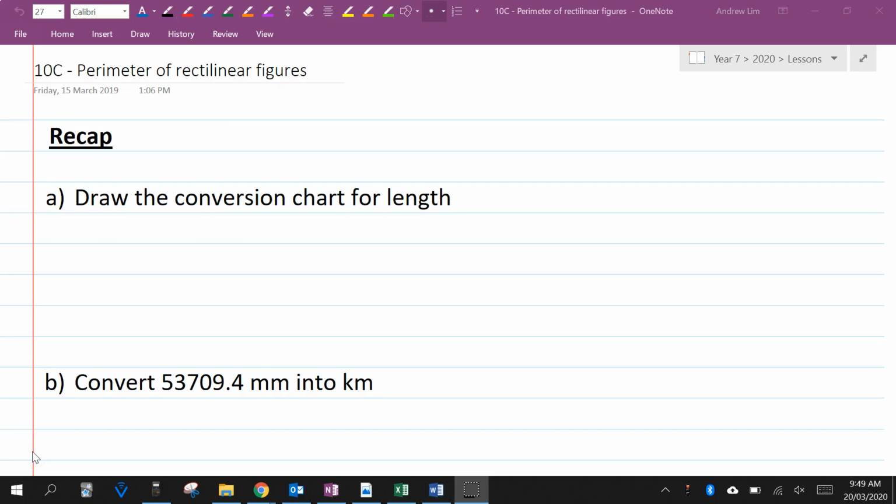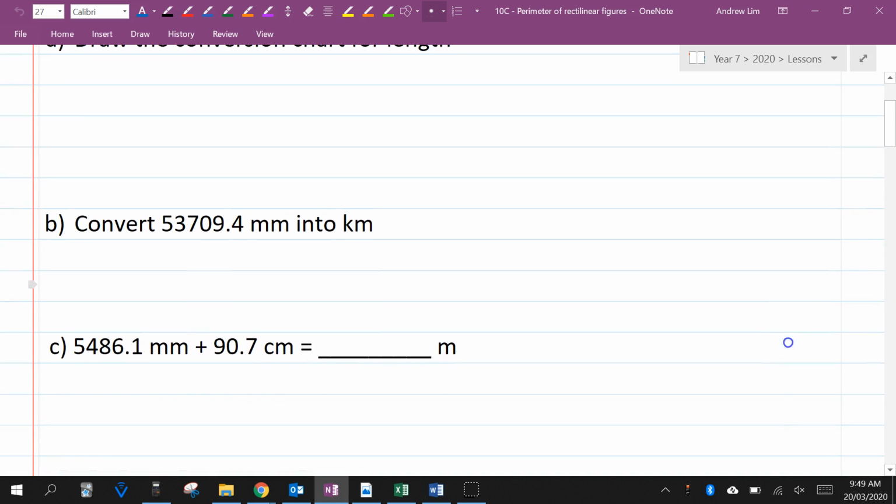Okay, so in this video we're going to be looking at how to find the perimeter of rectilinear figures. But before we do that, I want you to work on these recap questions. You should have printed out the worksheet already. Work on question A, B, and C.